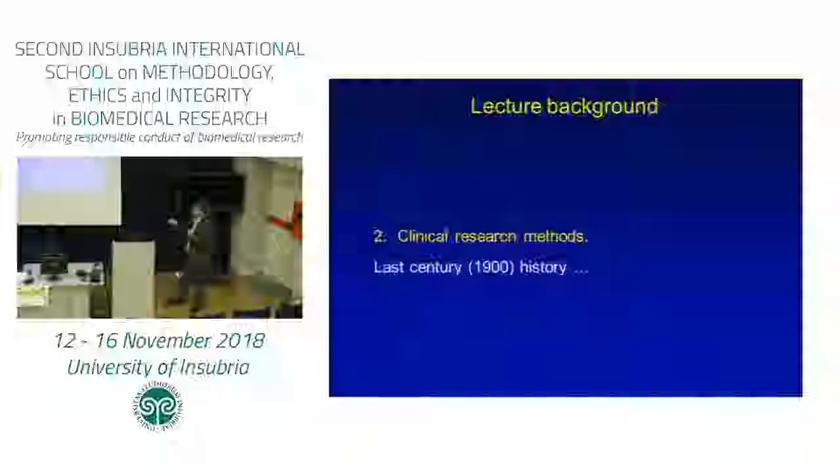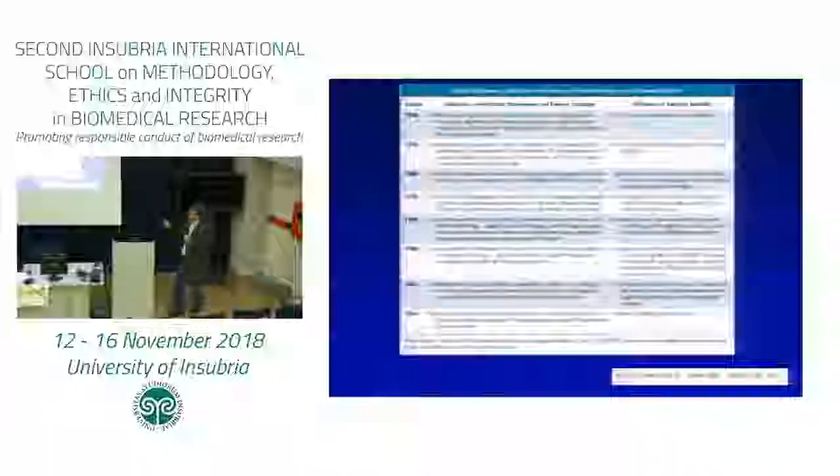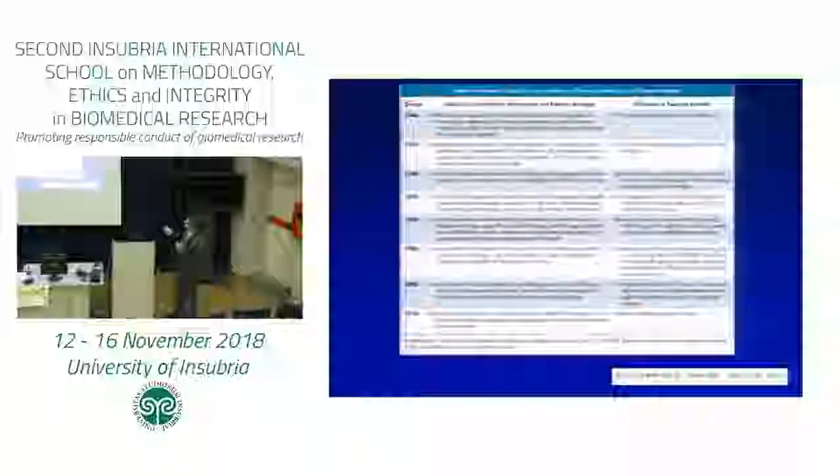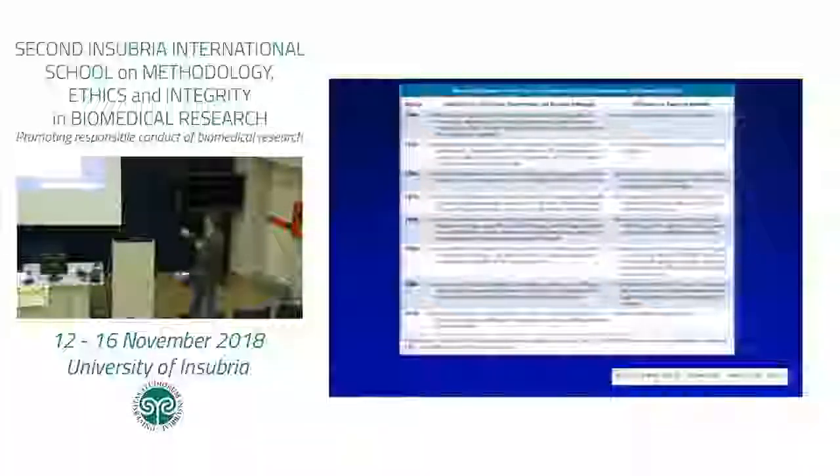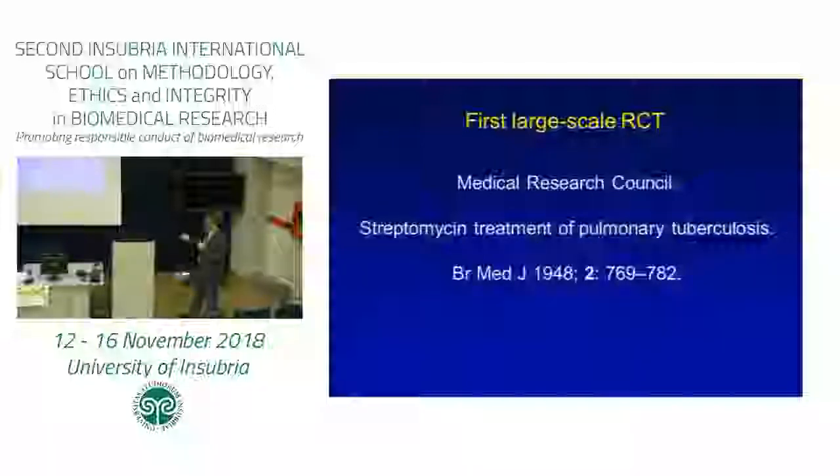To produce data, the last century was wonderful from the medicine point of view. Remember, towards the end of the last century, you can see antibiotics, transplantation, insulin therapy, coronary stents. You have the Genome Project, incredible. And in parallel, there was also an increase in research methods, starting from the first large-scale randomized controlled trial, in the BMJ in 1948: streptomycin treatment for pulmonary tuberculosis. The first modern randomized controlled trial. And there was an evolution from that.